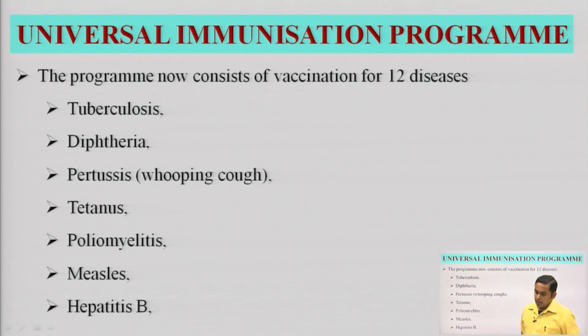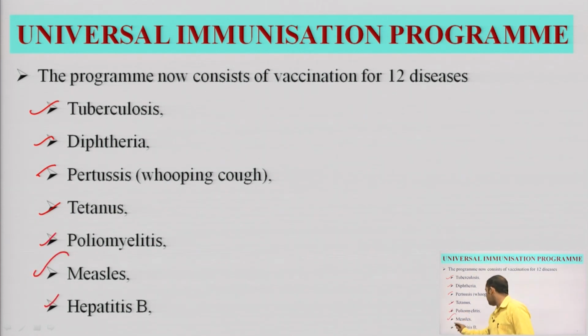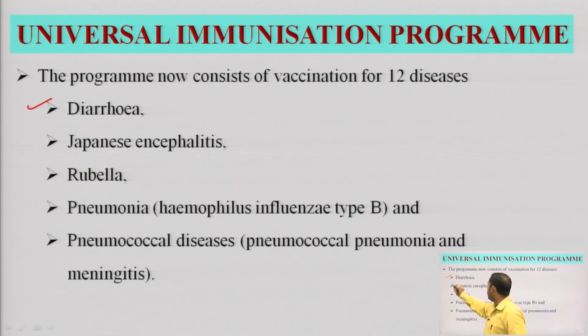This program, or campaign, covers lots of diseases. It covers 12 diseases like tuberculosis, diphtheria, pertussis, tetanus, poliomyelitis, measles, hepatitis B. We are so successful in curbing poliomyelitis, including some other diseases like diarrhea, Japanese encephalitis, rubella, pneumonia and pneumococcal diseases. These are the 12 diseases.